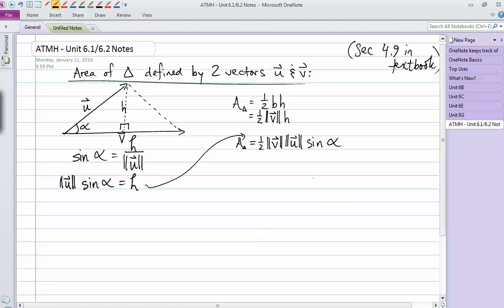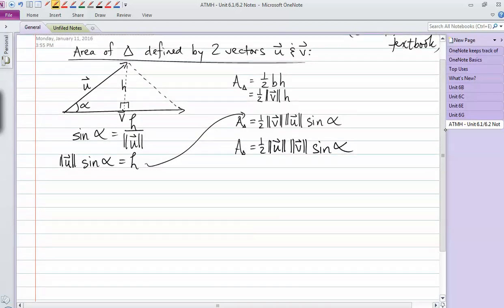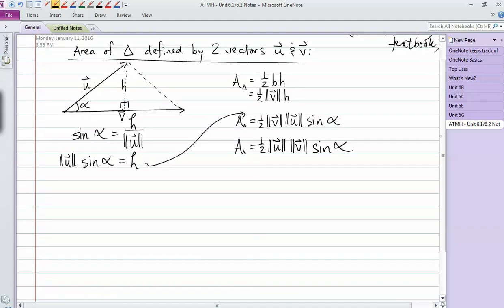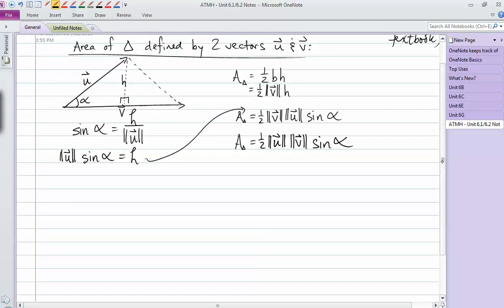So this is the formula that gets used a lot. Typically, you put them in alphabetical order, so this would be u here, v here, sine alpha. Okay, so that's how to get the area of a triangle defined by two vectors. You just put the two vectors end to end, then put the tails together, and then just connect the endpoints, and you've got your triangle.